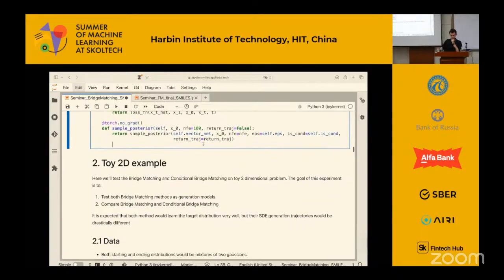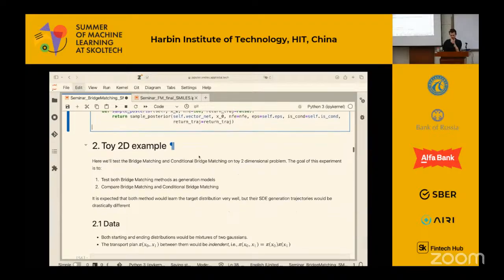So I don't know, any questions about the implementation of bridge matching so far? Okay, then I will go to the experiments.